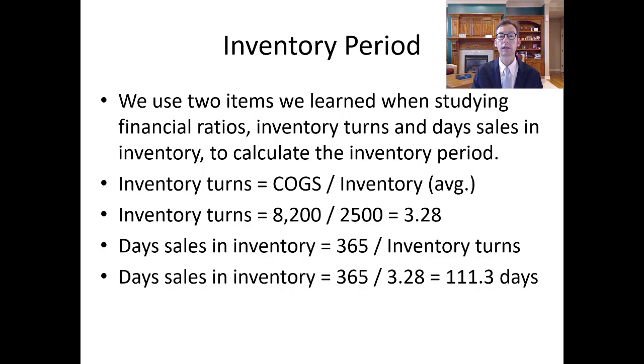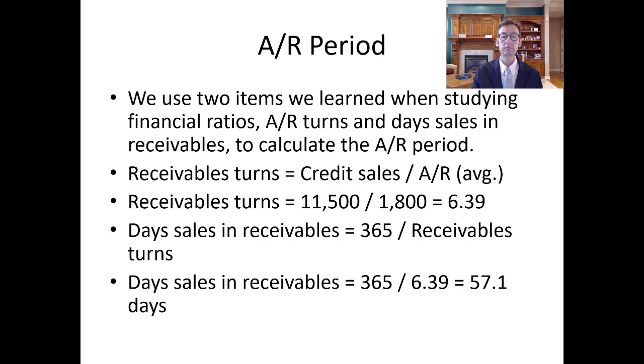So that allows us to calculate our days sales in inventory. All we do is take 365 days per year and divide by the inventory turns, which are per year, and the per years cancel out, and I am left with 365 divided by 3.28, which is 111.3 days. So that's our inventory period, 111.3 days.